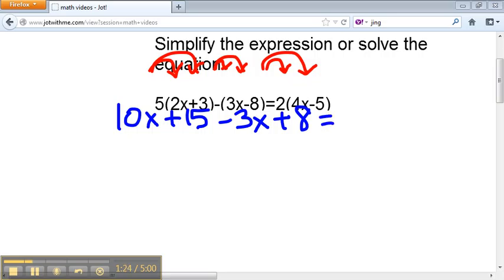On the right-hand side, 2 times 4x will give us 8x. And 2 times negative 5 is minus 10.